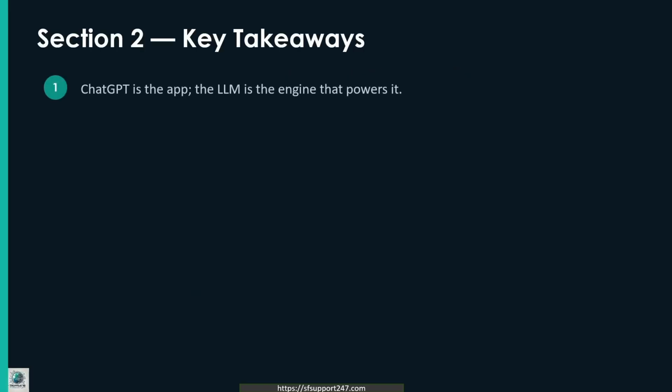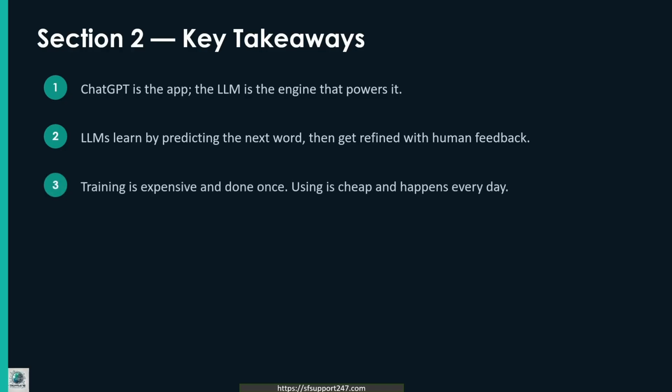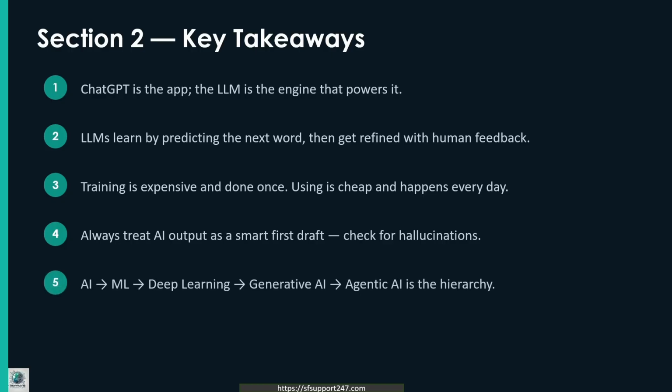Just to wrap it up, the key takeaways for this section 2 are: ChatGPT is the app and LLMs are the engine. LLMs learn by predicting the next word. Training is expensive and done once. Always treat AI output as a smart first draft. Check for hallucination, as it cannot always be the truth. AI is the umbrella of the discipline. Machine learning is a sub-division. Deep learning is also a subset of AI.